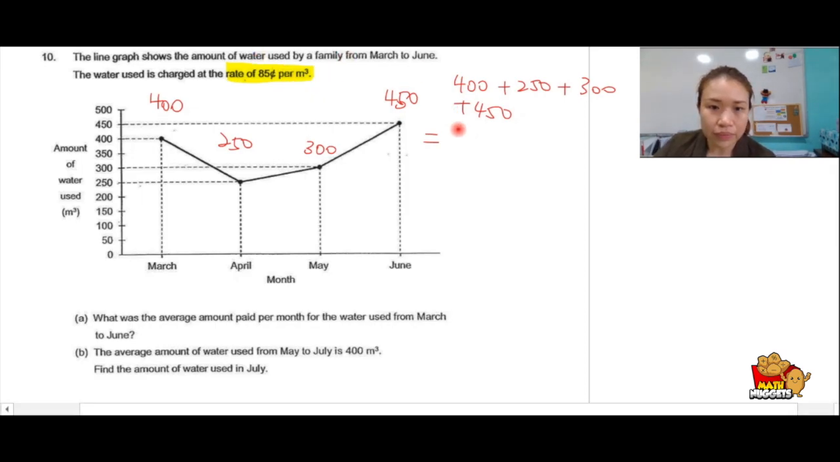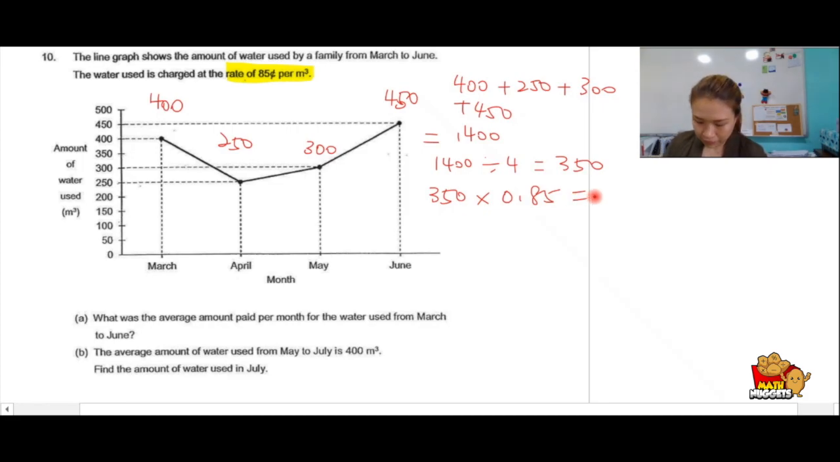$1,400. And this, if we want to find the average, we divide it by 4 months. 350. So 350 cubic meters is the average consumption. So the amount charged times 0.85, that would be $297.50. That's the answer for part A.